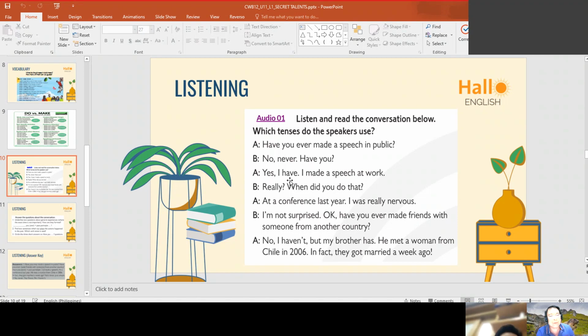Now, if this one is negative, let's say, for example, no. What do you think would be this one? Haven't. So no, I haven't. Since he made a speech, so therefore she answered, yes, I have. I made a speech at work. So she used again the past tense of the word make.